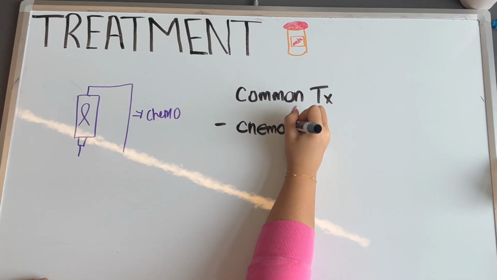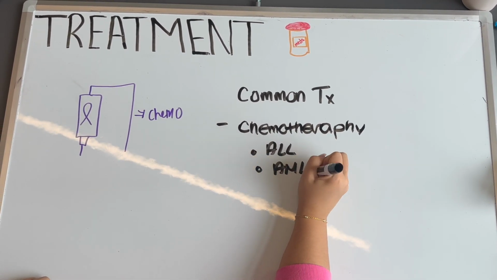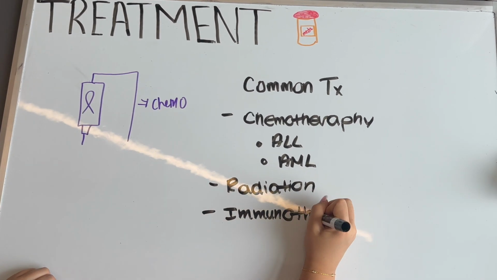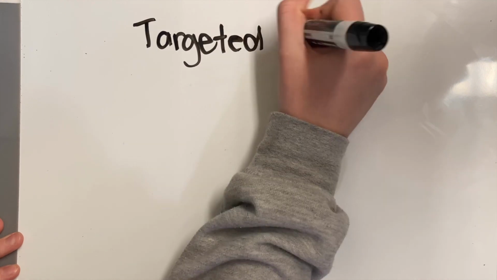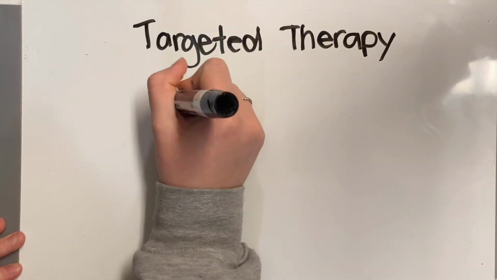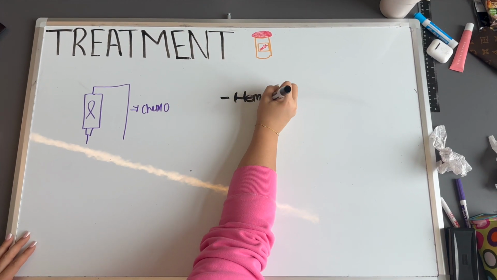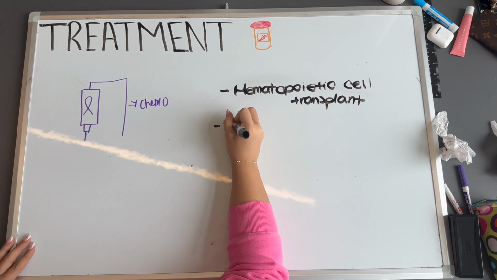Some common general treatment for leukemia is chemotherapy, which is used for acute lymphoblastic leukemia and acute myeloid leukemia, radiation, immunotherapy, targeted therapy, which uses drugs to target specific parts of the leukemia cells. It is the main treatment for chronic lymphocytic leukemia and chronic myeloid leukemia. Hematopoietic cell transplant, chimeric antigen receptor, or CAR T therapy.